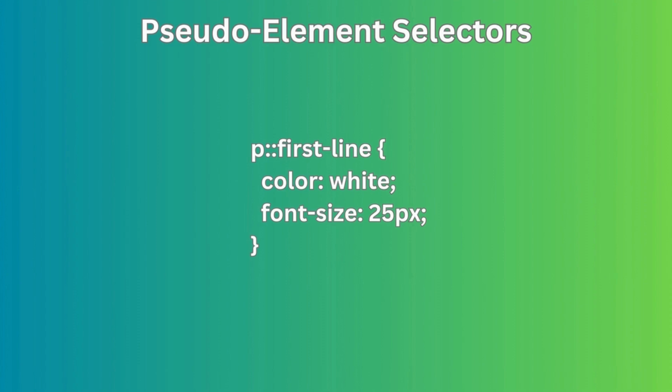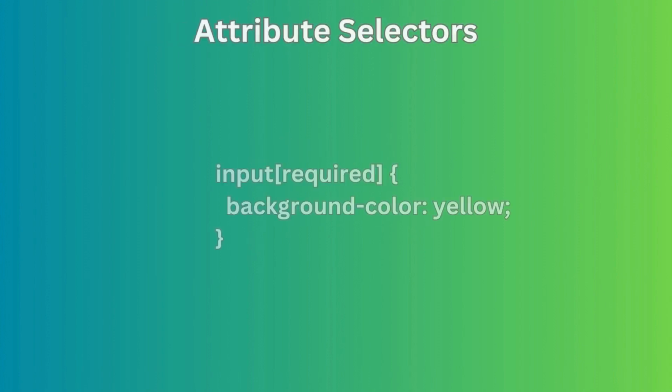The first line pseudo-element is used to add a special style to the first line of a text. The following example formats the first line of the text in all paragraph elements. The last selector type we're going to see are attribute selectors, which select elements based on an attribute or attribute value. The following example selects all input elements with a required attribute.